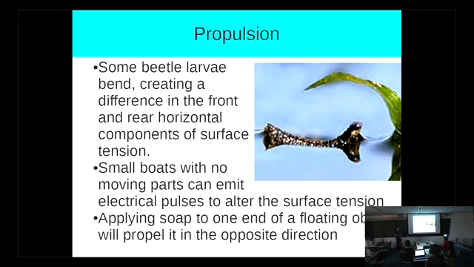This motivated the creation of some little robot boats with no moving parts. They just have a little probe which emits an electrical pulse and lowers the surface tension, and it can move in the water. You can also take a small card or something and put some soap on one end, and the soap will dissolve in the water and lower the surface tension, and then it will propel forward.